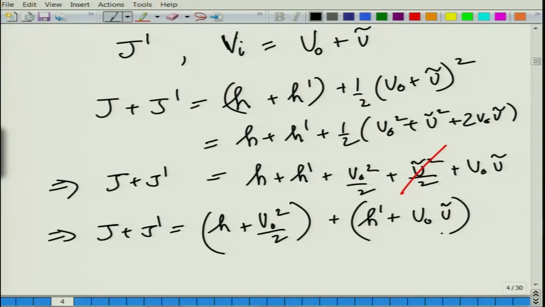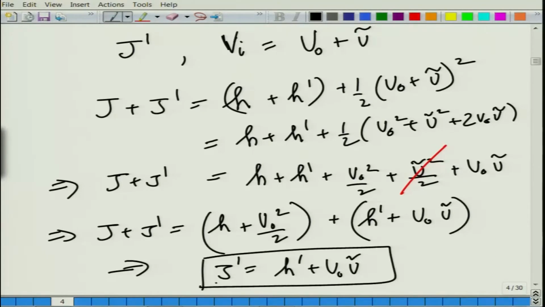So, basically what we get after doing all this algebra is that J dash is nothing but H dash plus u naught times u tilde. So, we get this perturbation stagnation enthalpy.